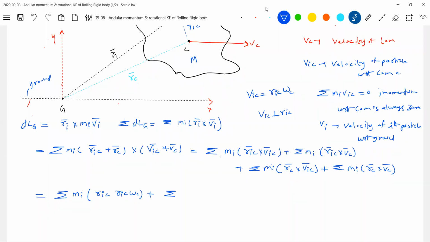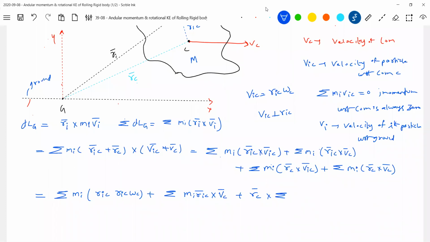Summation of this will be mi RIC cross VC bar. If you want, you can write it. No problem. Just wait. Everything is fine. Just listen. Please don't ask anything. In the end, you can clarify.